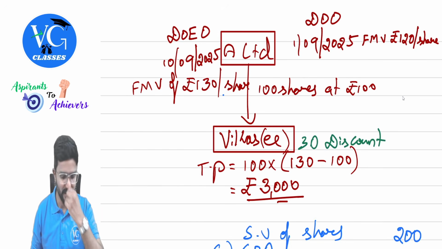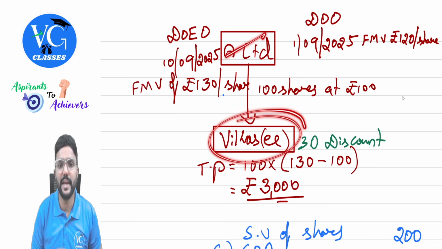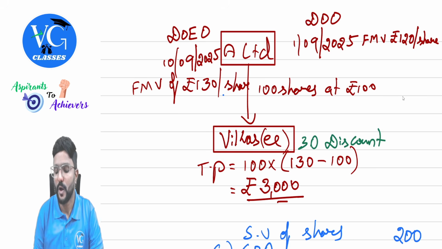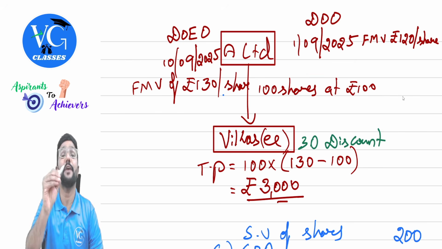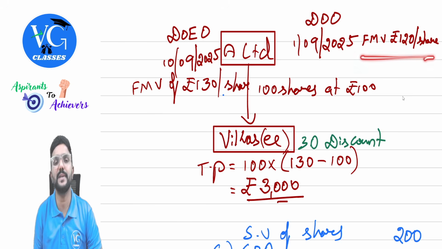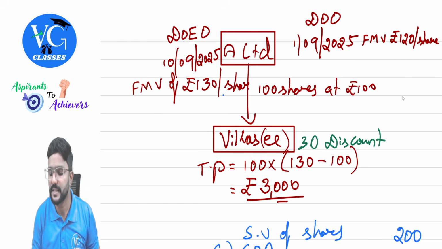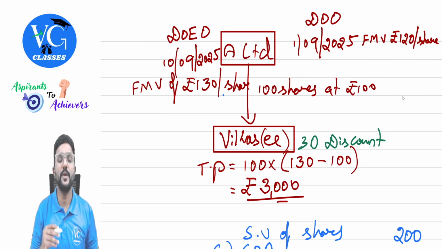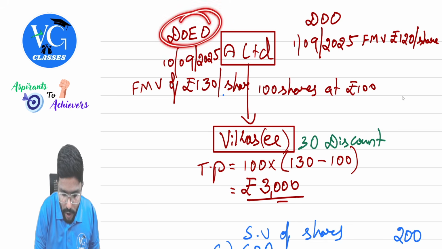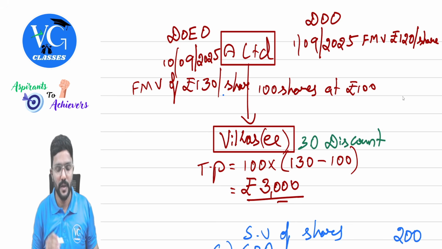Pay attention. Assume Vikas is an employee of A Limited. Company gave him an option to purchase the shares on 1st September 2025. They gave the option, date of option, guys. On that day, FMV was 120. Should we consider this FMV? No. On what day did Vikas exercise this option? Date of exercising the option is assumed 10th September. On that day, FMV was 130.